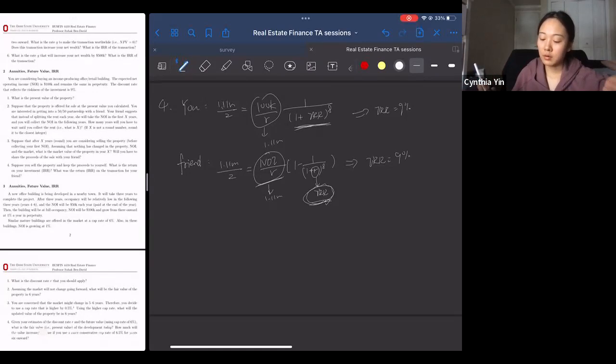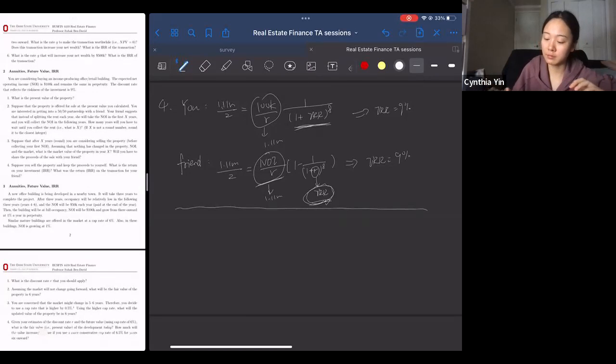And during the grading, I see still some of you use the lumpy cash flow formula, which is definitely wrong. And some of you just give me some results without any explanations. That's also not good. Some of you say, oh, I did it on Excel, but by doing Excel, some of you get your IRR is only 8% and friend IRR is 9%.